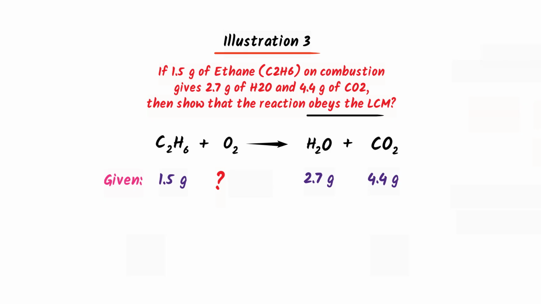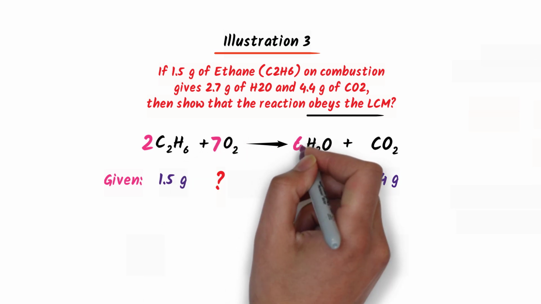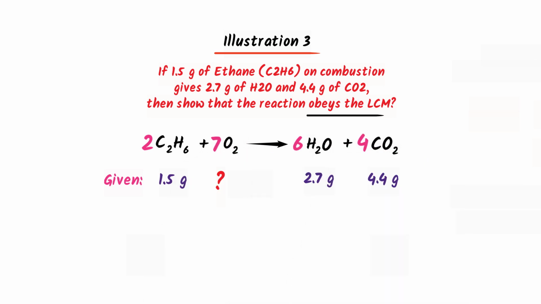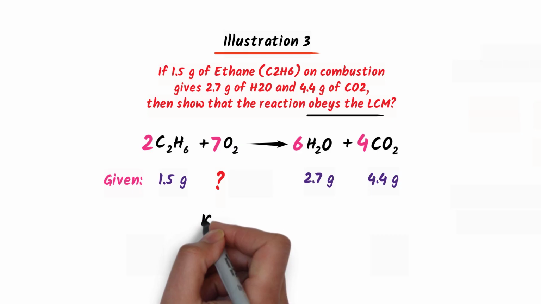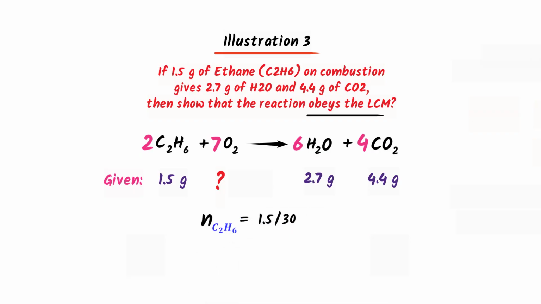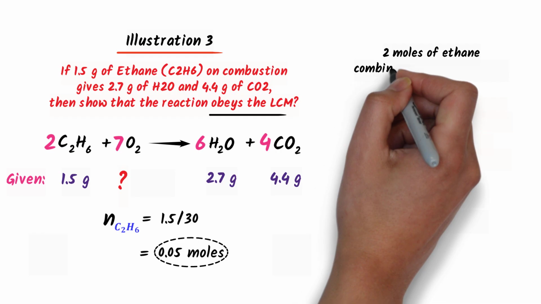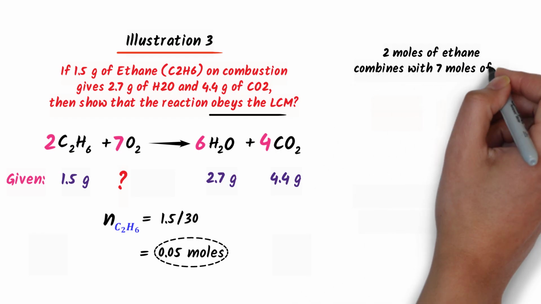Now, while we try to balance the equation, the stoichiometric coefficients include 2 for ethane, 7 for oxygen, 6 for water, and 4 for carbon dioxide. Now, the number of moles of ethane will be equal to 1.5 by 30 because 30 is the molar mass of ethane molecule, and that boils down to 0.05 moles. Now, from the given chemical equation, 2 moles of ethane combines with 7 moles of oxygen.